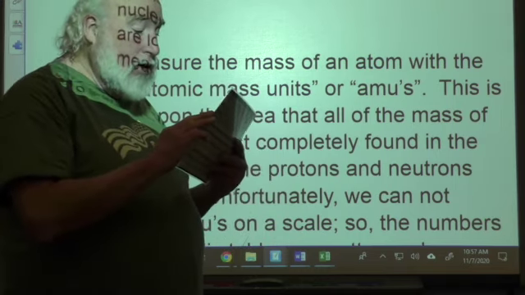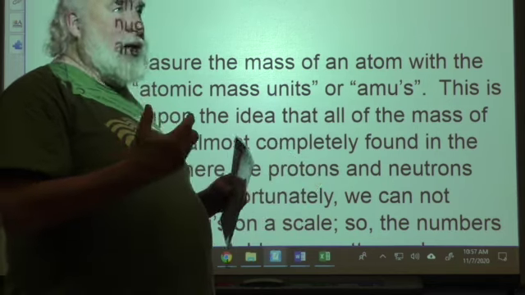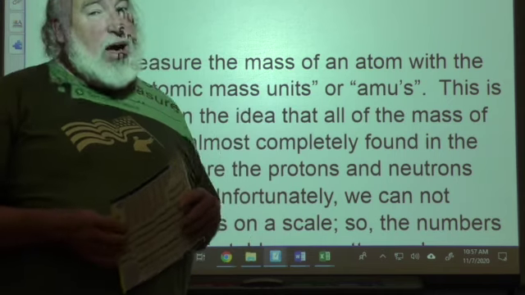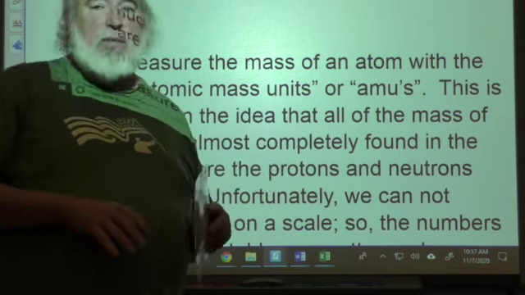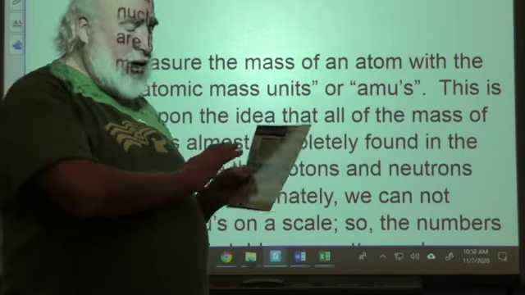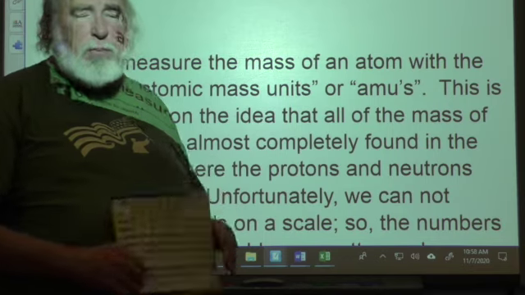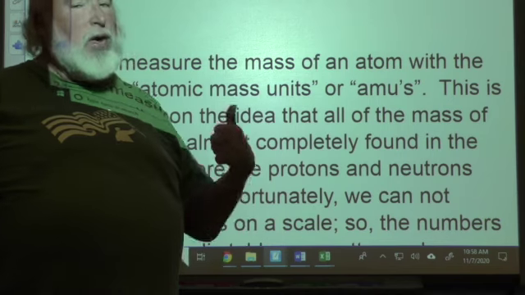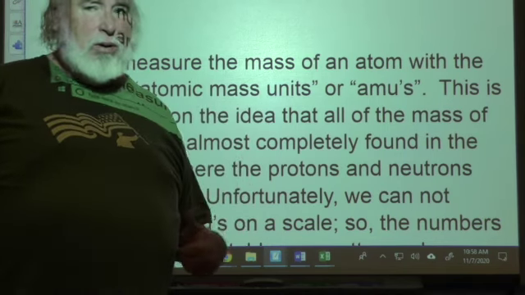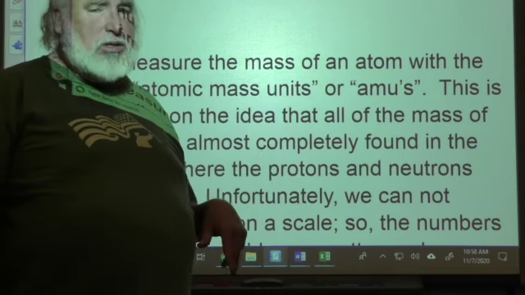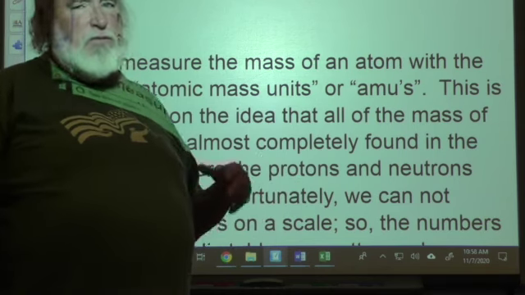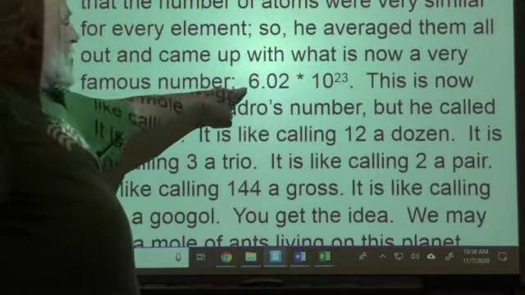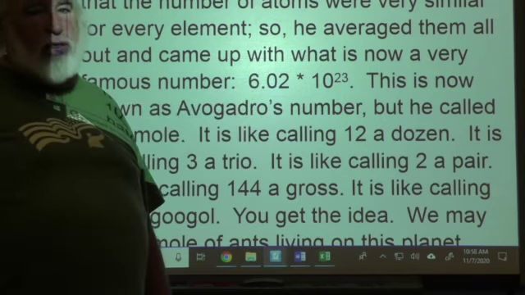You have 4.002602 AMUs. How many atoms does it take to change that to 4.002602 grams? And he went through all the elements that he was familiar with at the time, and it wasn't nearly what we have here, but he went through it. And then he took all those numbers and averaged them out. Now he found one thing, that they were very similar in number, which will make sense as we go through this. But then he took an average of all of them and found that value to be 6.02 times 10 to the 23rd.